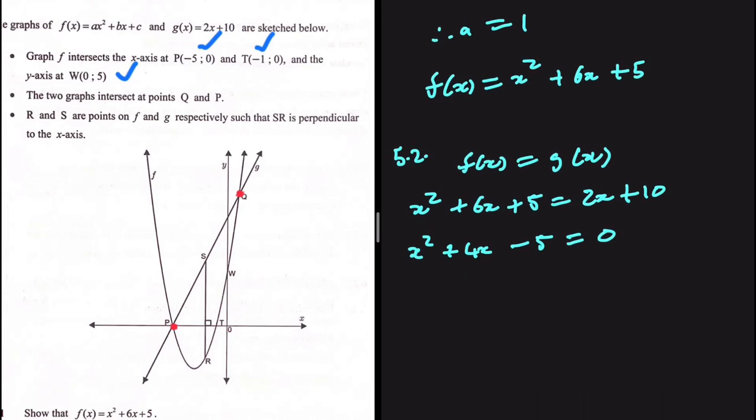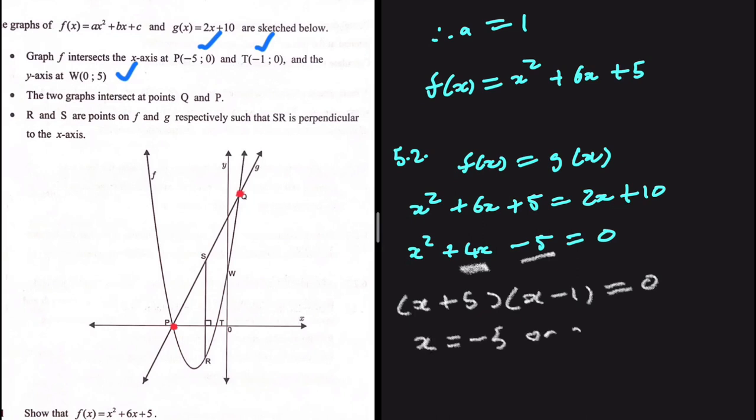So we just need to factorize this. Which two numbers do we multiply and get minus 5, but when we add them, we get 4? That is 5 and minus 1. So we're going to have (x plus 5) multiplied by (x minus 1) equals 0. So x equals minus 5 or x equals 1. But we know that at x equals minus 5, this is where we have the x coordinate of P. So x equals 1 must be the x coordinate of Q.